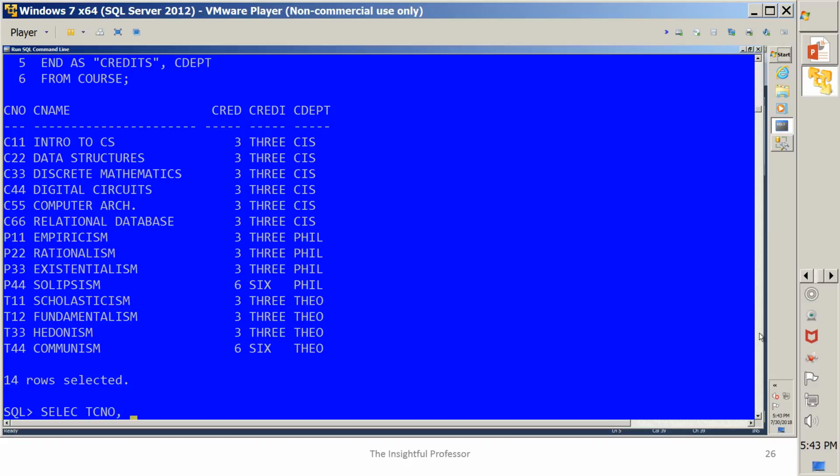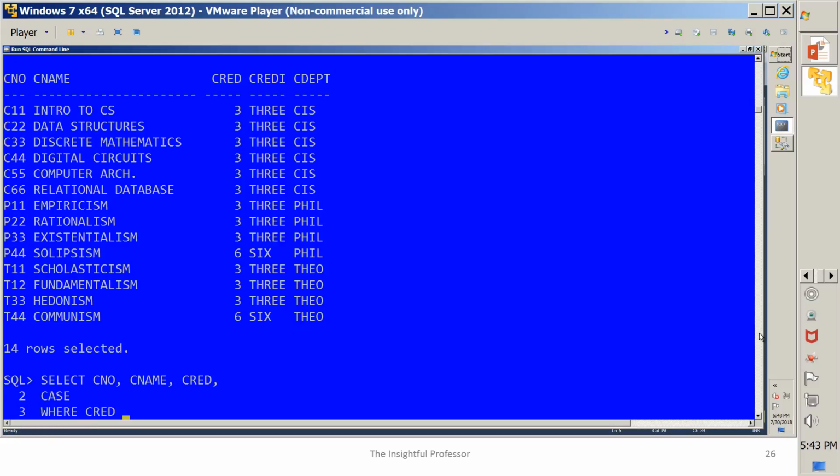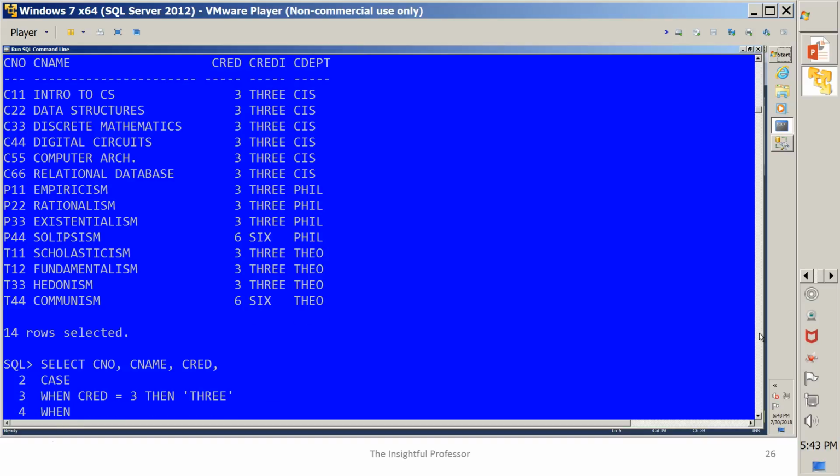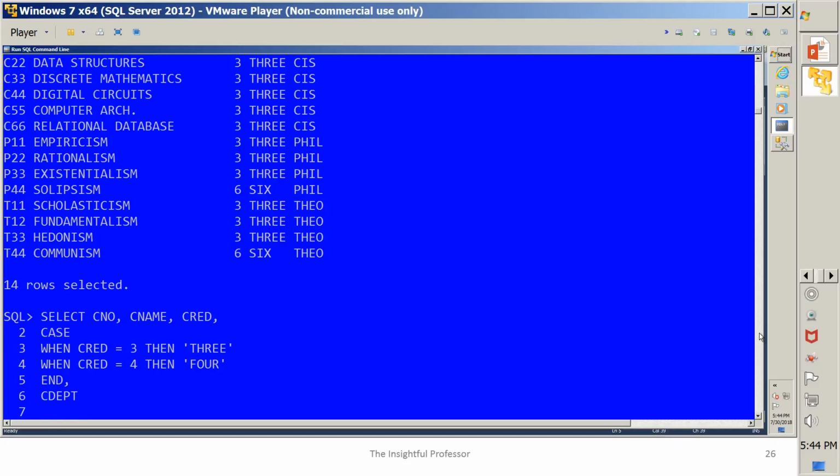Select course number, course name, and I'll select the credit once again. Case, when cred equal 3, then THREE. When cred equal 4, then FOUR. End, and then C department from course.